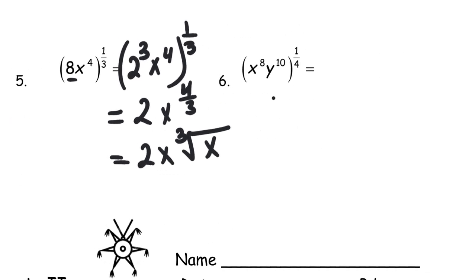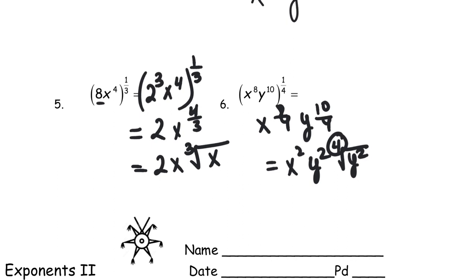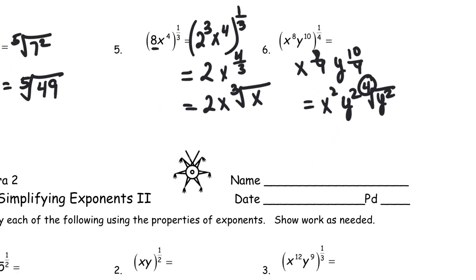I get x to the 8/4, and I get y to the 10/4. So that means I got x squared. How many times will 4 go into 10? So I got 2 on the outside. How many stay on the inside? So remember, what's in the denominator will always be your root. We okay with those?